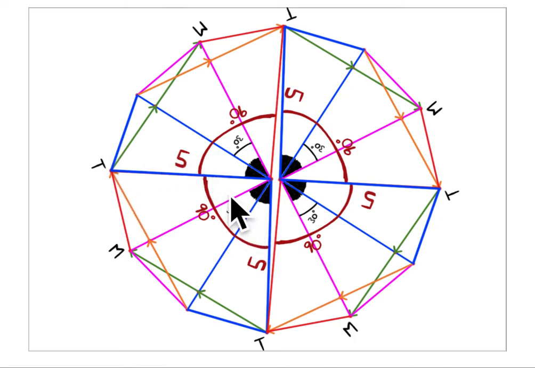So all of these angles are going to be 30 degrees. There are 12 of them. 4 times 3 is 12. And so you're going to find out that 12 times 30 equals 360. And that makes sense.